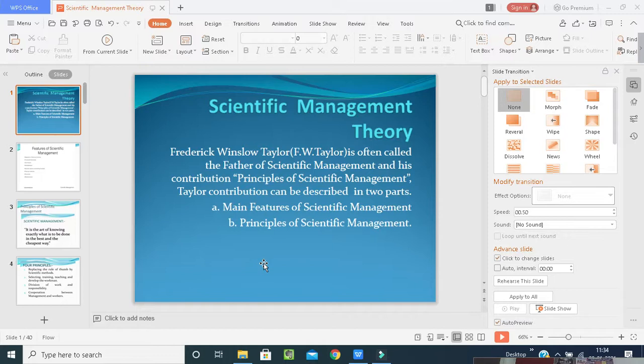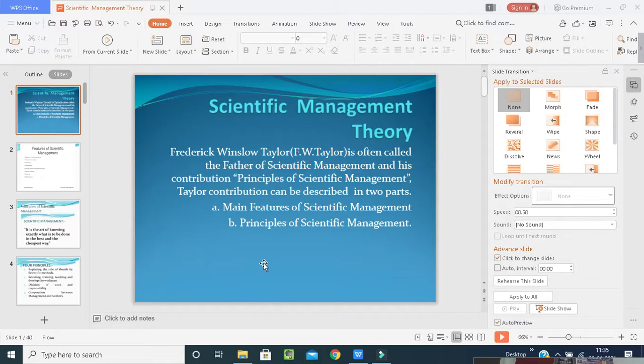Taylor. F.W. Taylor, whose full name is Frederick Winslow Taylor, is often called the father of scientific management. Don't get confused. F.W. Taylor's theory is different and Henri Fayol's theory is different. So, scientific management comes under F.W. Taylor. He is the father of scientific management and his contribution is towards the principles of scientific management.